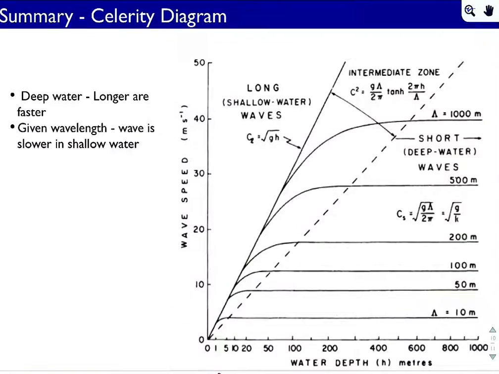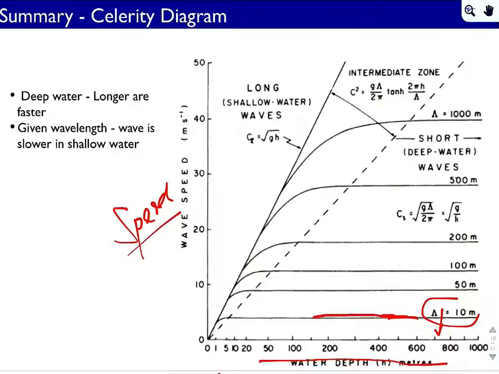This is a summary of the wave celerity diagram. If I think of a wavelength of 10 meters out here at 800 meters of water, this is the depth on the x-axis, that is a deep water wave. The deep water wave doesn't care how deep it is, so the speed, which is this axis here, is the same for this wave because it's a fixed wavelength, until you go to shallower and shallower and shallower until it starts feeling the bottom.